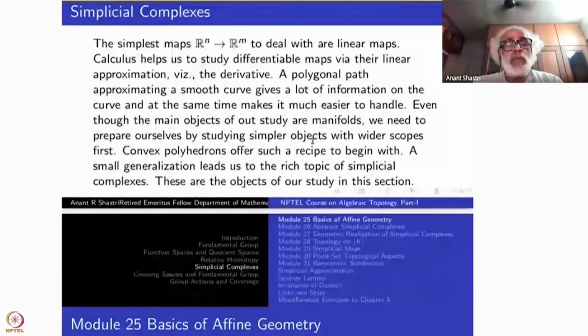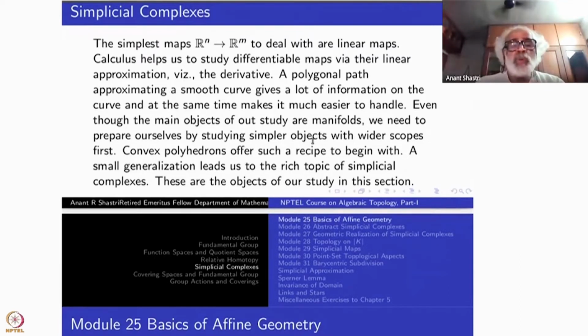Similarly, even though the main objects of our study in topology are manifolds, we need to prepare ourselves by studying simpler objects with wider scopes first. Manifolds are themselves built up of chunks of Euclidean spaces. But the building up process there and what we are going to do now is quite different.